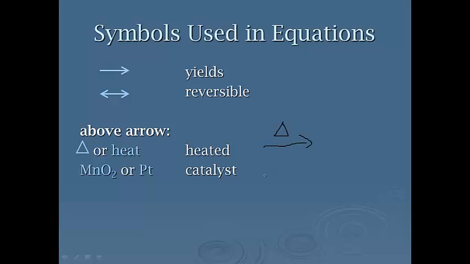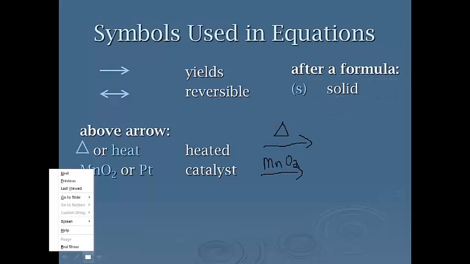If we write something above the arrow, a lot of times that's a catalyst. So if I write manganese IV oxide up above, that means that the manganese IV oxide was there. It didn't participate in the reaction though. We put it in there to speed it up, and that's what a catalyst does. Okay.